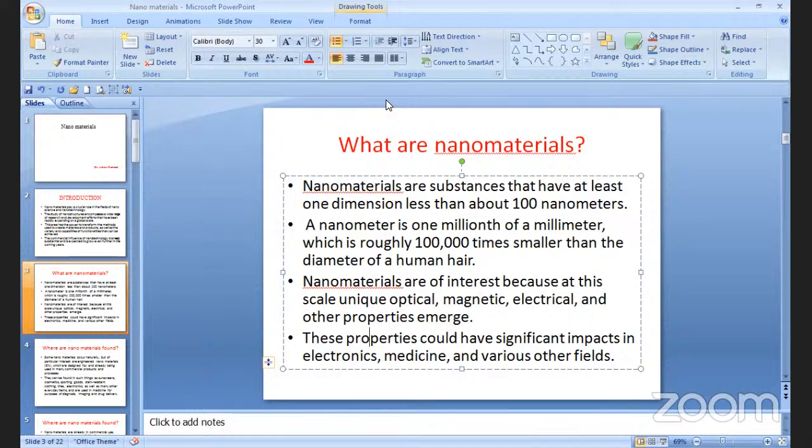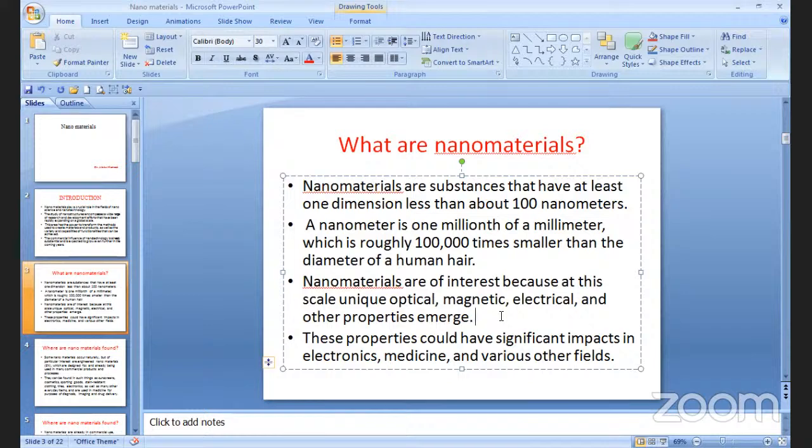And if you see, these nanomaterials are of interest because at this scale you have unique optical properties, magnetic properties, electrical properties, and other properties. So at this size, the material is having unique properties: optical, magnetic, as well as electrical and other properties. That means if you take a material that is smaller in size, its behavior is unique.